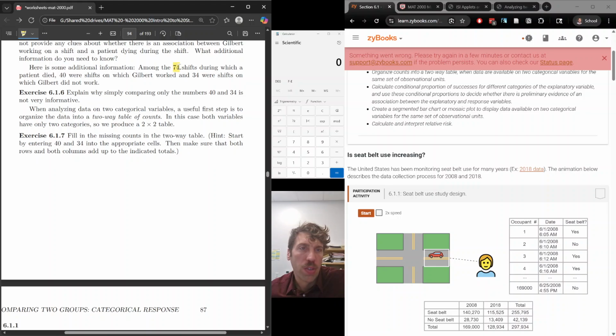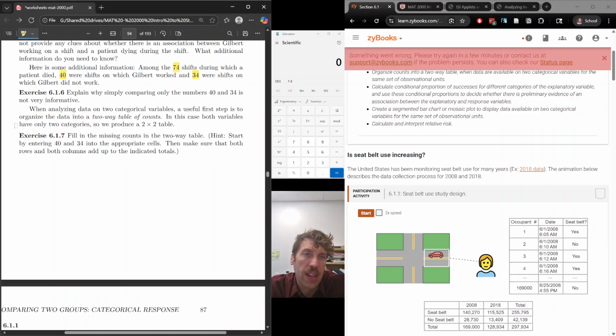Okay, now here's some additional information. Among the 74 shifts during which a patient died, 40 were shifts on which Gilbert worked, and 34 were shifts on which Gilbert did not work. Explain why simply comparing only the numbers 40 and 34 is not very informative. So think about this from the perspective of a detective or maybe a lawyer who's prosecuting Gilbert here. Why would comparing the numbers 40 and 34 not be good for your case? What would you want to compare instead?